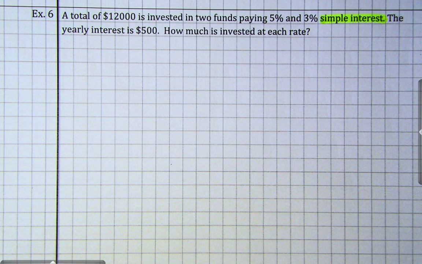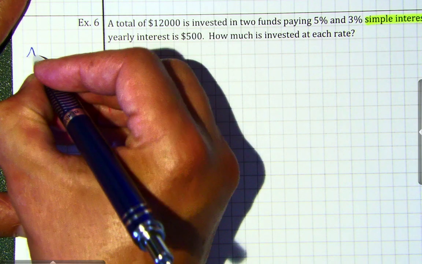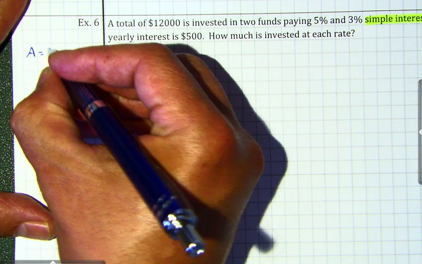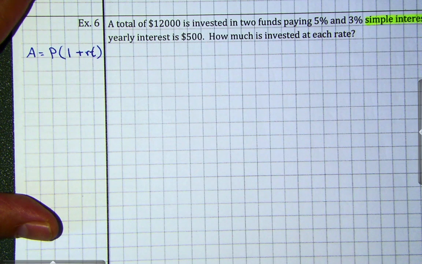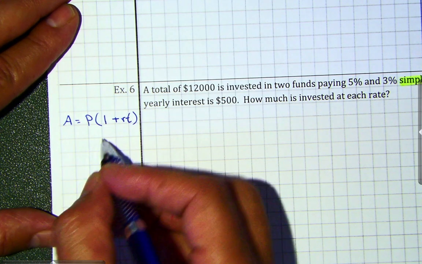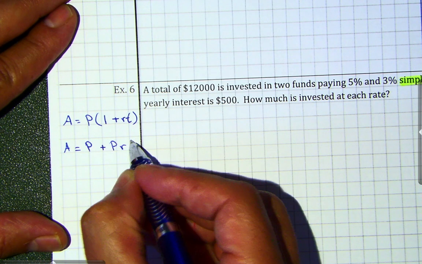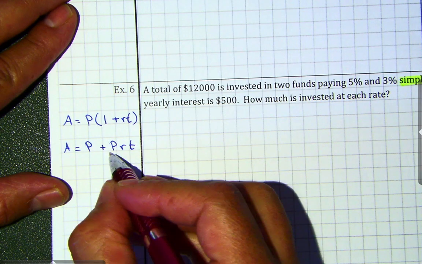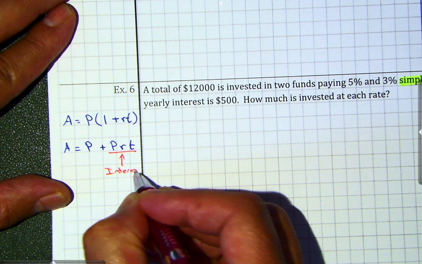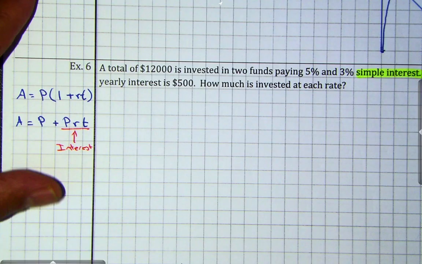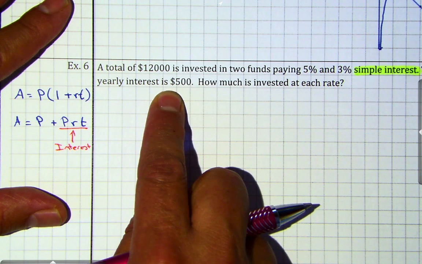Do you remember your formula for simple interest? Your amount will be your principal times 1 plus rt. Sometimes you can use the distributive property, and they'll give you this formula for your interest, depending on how many years. But we actually don't have to use this formula for this problem. The yearly interest is $500. How much is invested at each rate?